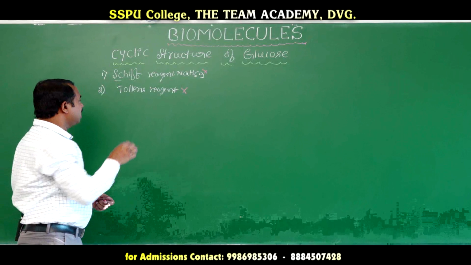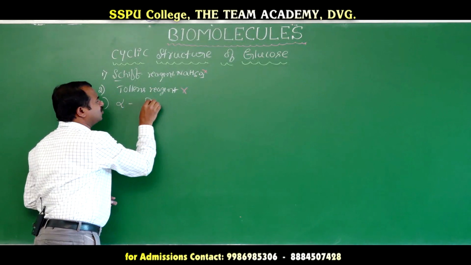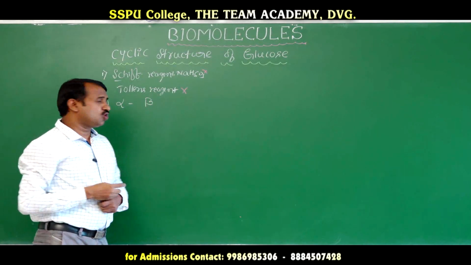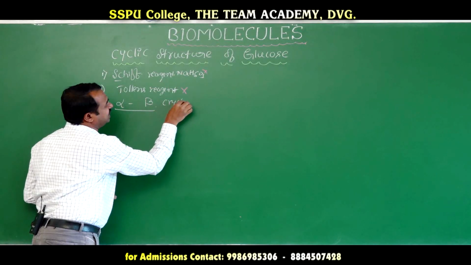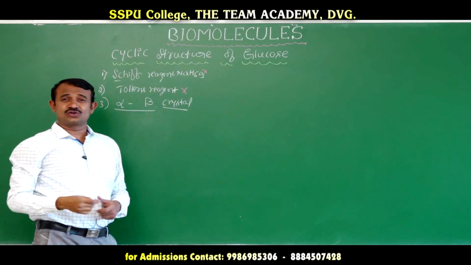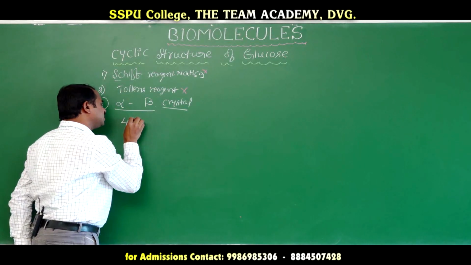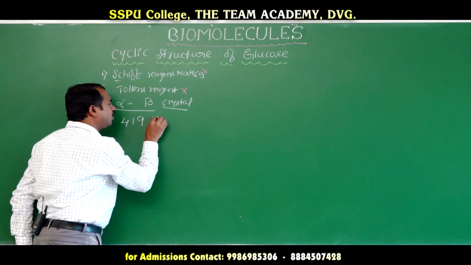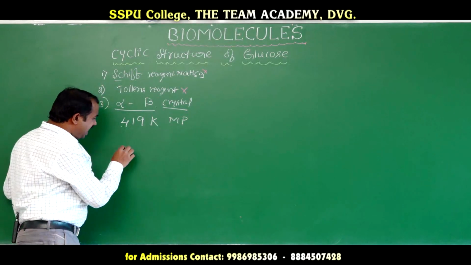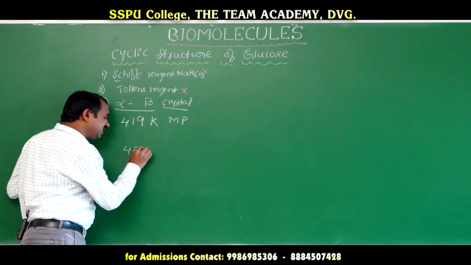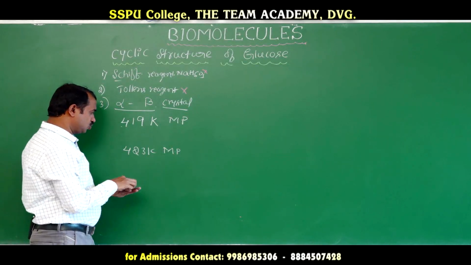On these factors, glucose has two forms, alpha glucose and beta glucose, with two different crystal natures. That is, it has a cyclic structure. Alpha glucose has a melting point of 419 Kelvin, and beta glucose has a melting point of 423 Kelvin.